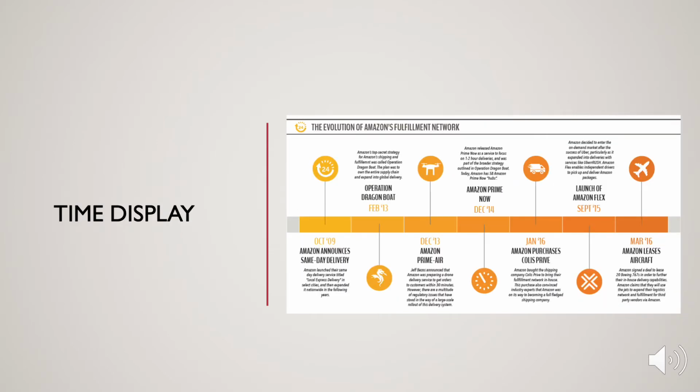This is my time display. I exploit the visual potential of time by showing a sequence of events on a timeline and when they occur relative to each other. This capitalizes on the human perception of time as directional. I display 7 events that occurred in the development of Amazon's fulfillment network between 2009 and 2016.